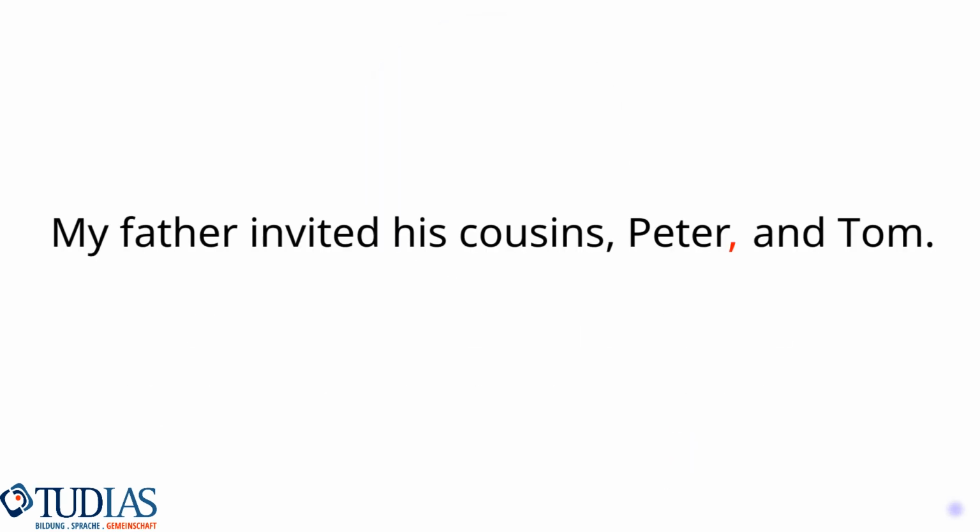Here's another example sentence. My father invited his cousins, Peter and Tom. In this sentence, we see three items in the list. His cousins, Peter, and Tom. If we use the Oxford comma, that's the comma in red, then it is clear that we have three distinct items, or in this case, people.